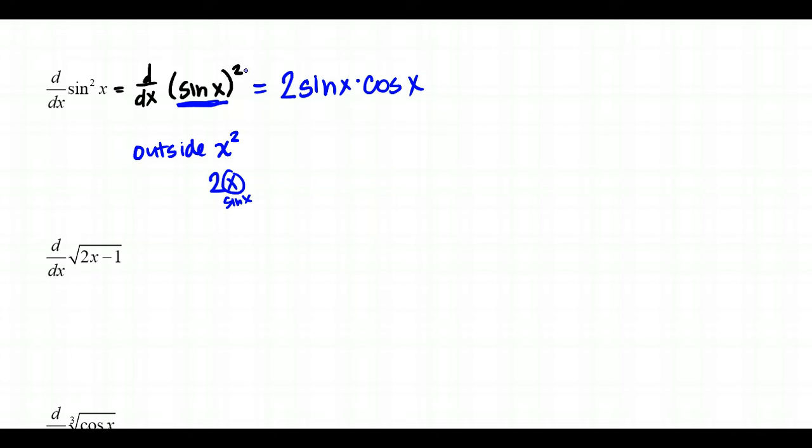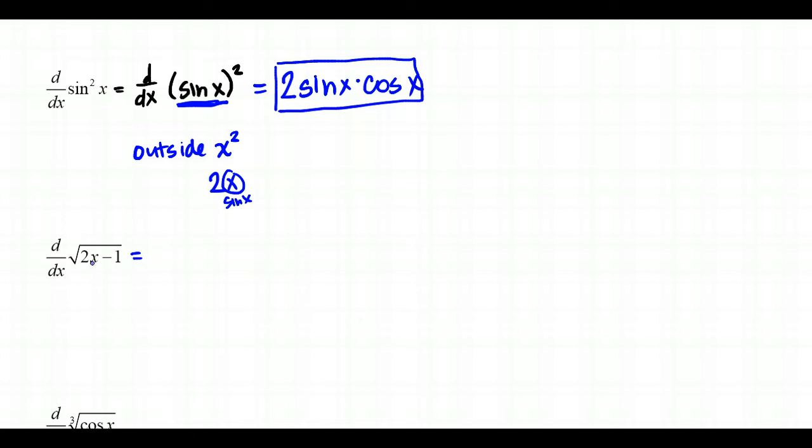So we took the derivative of the outside function. The derivative of x squared is 2x. So it's like we brought the 2 to the front and left the inside the same, and then multiplied by the derivative of the inside. So 2 sine x cosine x is the derivative of sine x squared. So now let's go ahead and take a look at the third example.